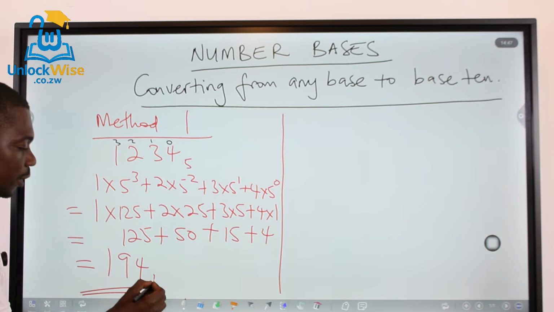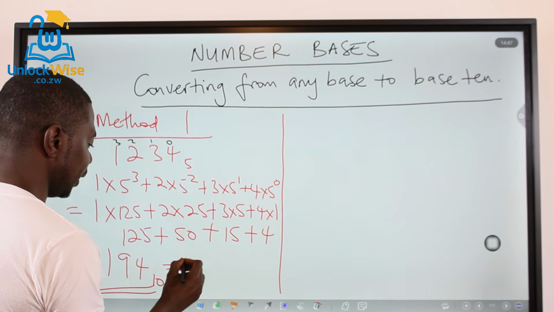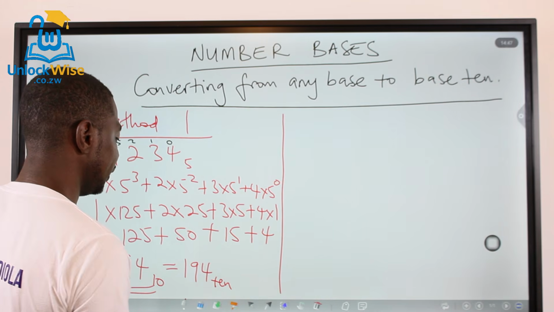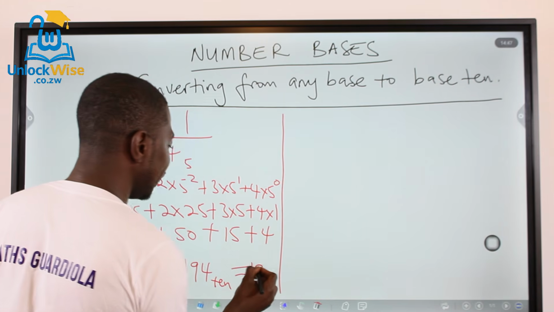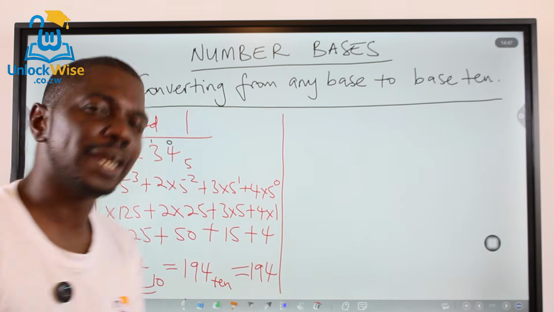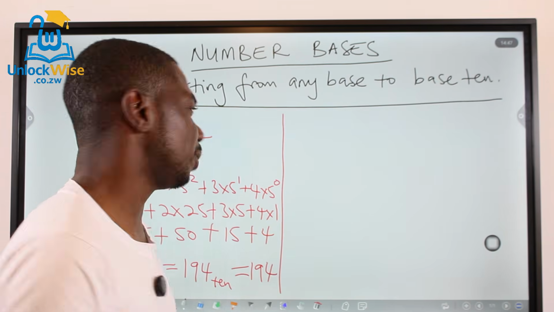You can even write the base here, which is base 10. You can write it as 10 in words, or you can simply write 194. If we don't see any base here, it means that we are in base 10, right? If you don't write your base, it means that you are in base 10.